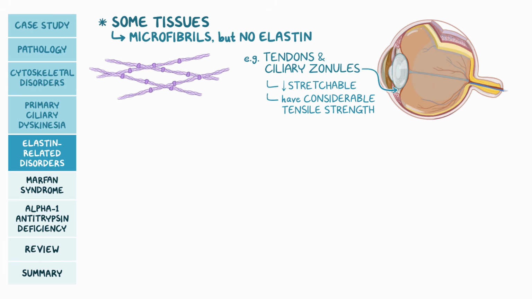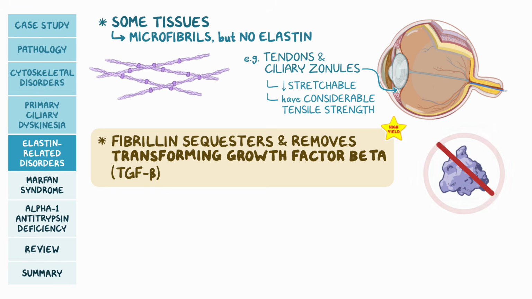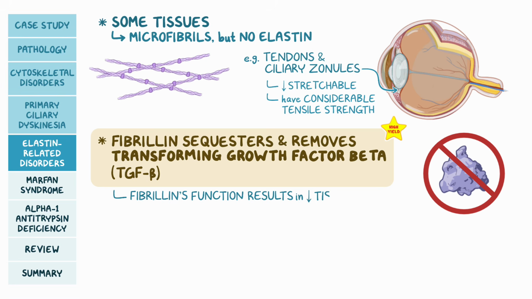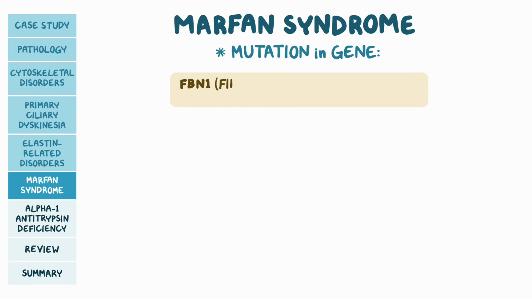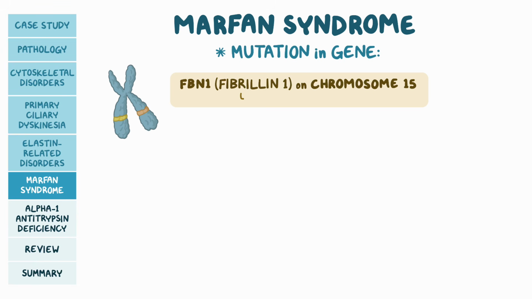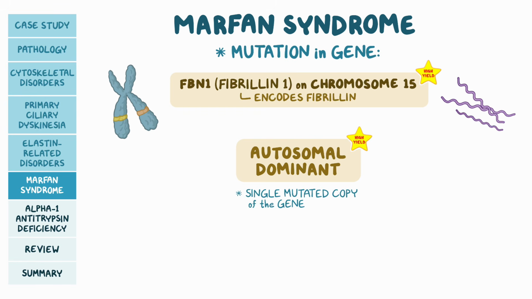Now, in addition to being part of microfibrils, fibrillin also sequesters and removes transforming growth factor beta, or TGF-beta, which normally stimulates tissue growth. Therefore, fibrillin's function results in decreased tissue growth. Okay, the first elastin-related disorder is Marfan syndrome, which is caused by a mutation in the gene called FBN1 or fibrillin-1 on chromosome 15, which encodes fibrillin. For your exams, bear in mind that Marfan syndrome is an autosomal dominant, which means that a single mutated copy of the gene is sufficient to cause the disease.